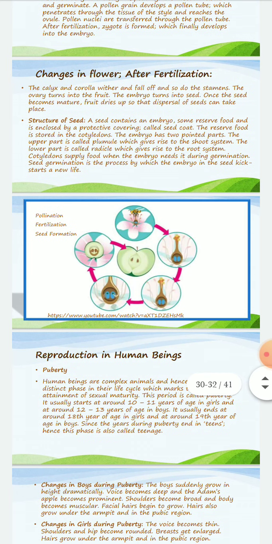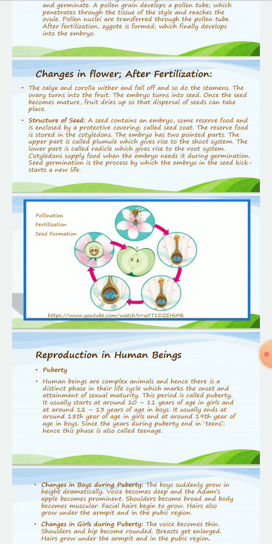Structure of a seed. A seed contains an embryo, some reserve food, and is enclosed by a protective covering called seed coat. So what does the seed contain? Seed contains an embryo, some reserve food, and it is covered by a protective covering known as the seed coat. The reserve food is stored in the cotyledons. The embryo has two pointed parts.